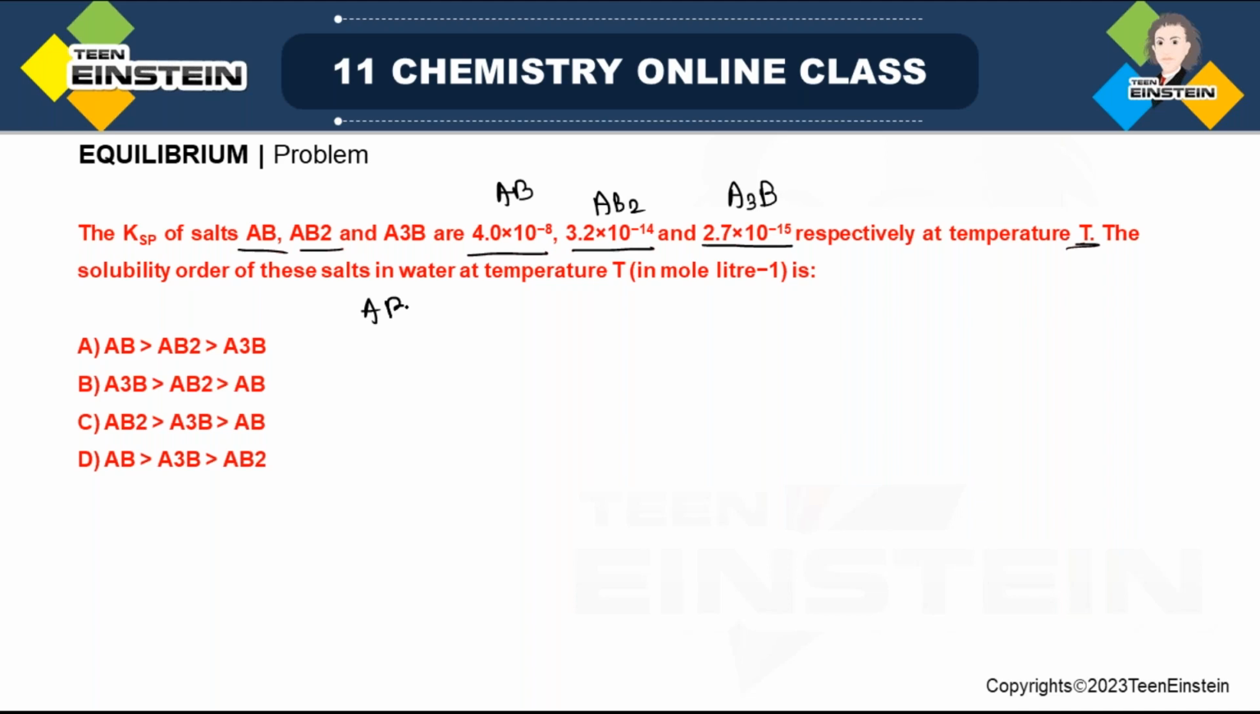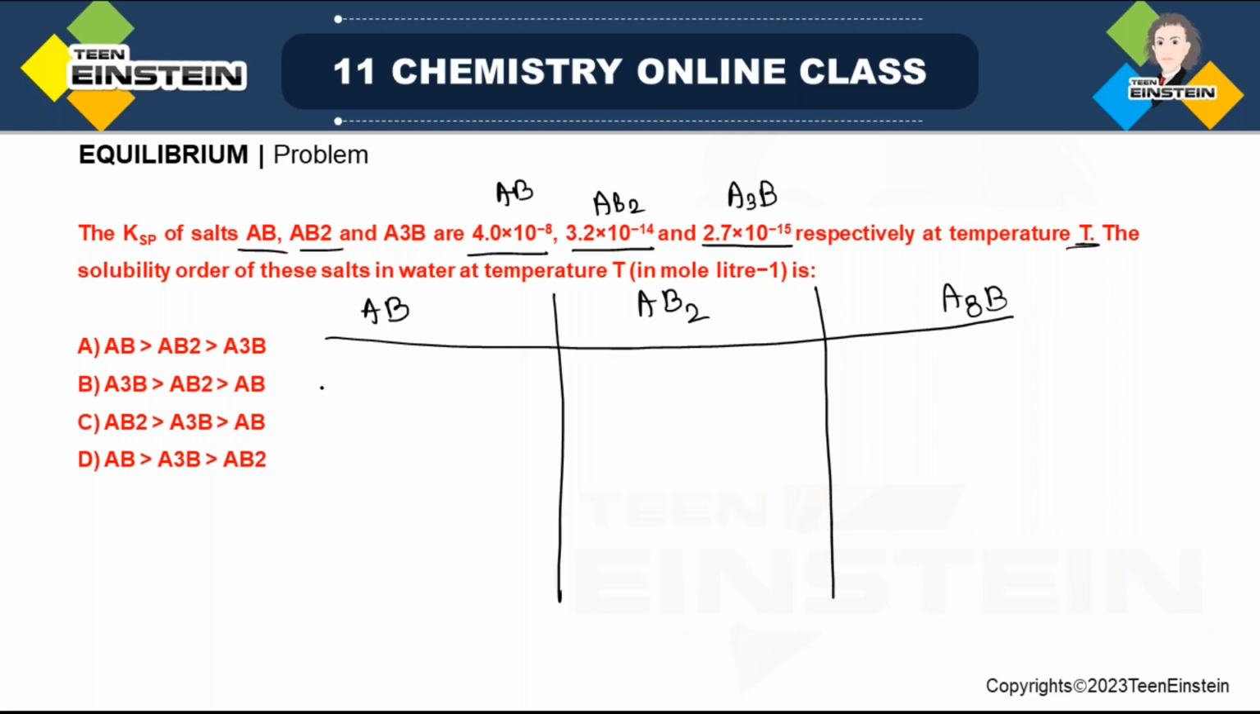So when it is type AB, then we have type AB2 and we have type A3B, right? So when it is AB, we know it is 4S cube. That means the KSP value 4S cube is equal to 4 into 10 to the power minus 8. 4 on both sides cancelled, and the S value will be root over 10 to the power minus 8, which is basically, sorry, it is AB type.